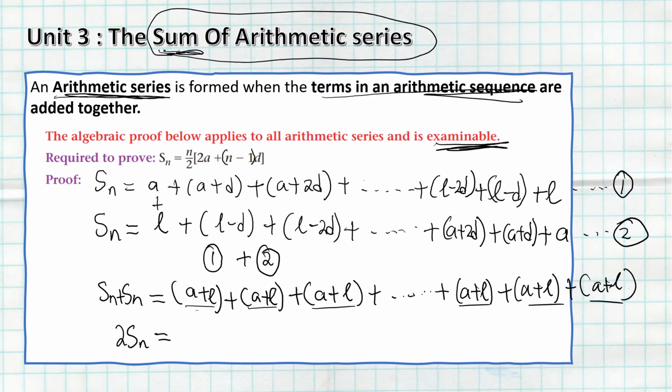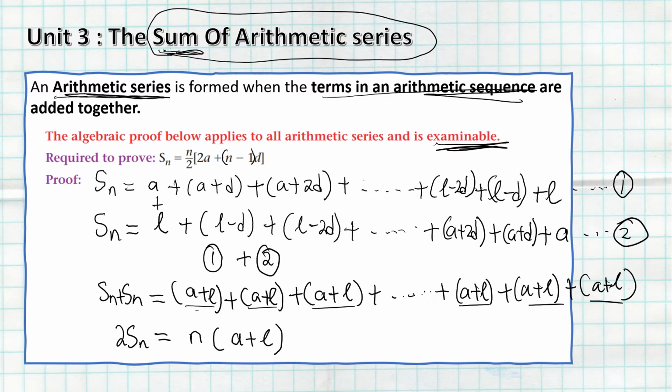Okay, now we can relate it to this one. We have a plus l, a plus l, a plus l, a plus l, a plus l. So to write it in a simplified way, we can just count the number of a plus l, that is the number of terms that we are adding, then multiply by a plus l.